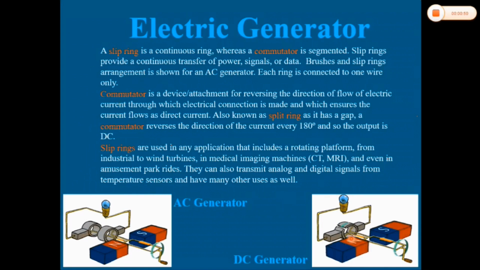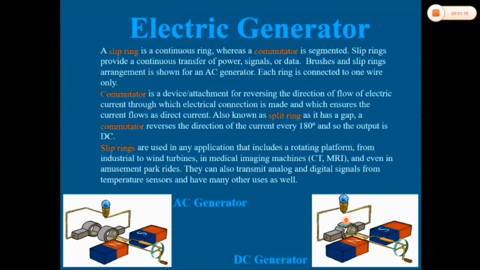A commutator is a device for reversing the direction of flow of electric current, through which electrical connection is made, and which ensures the current flows as direct current. It is also known as a split ring, as it has a gap. See this gap. A commutator reverses the direction of the current every 180 degrees, and so the output is DC.